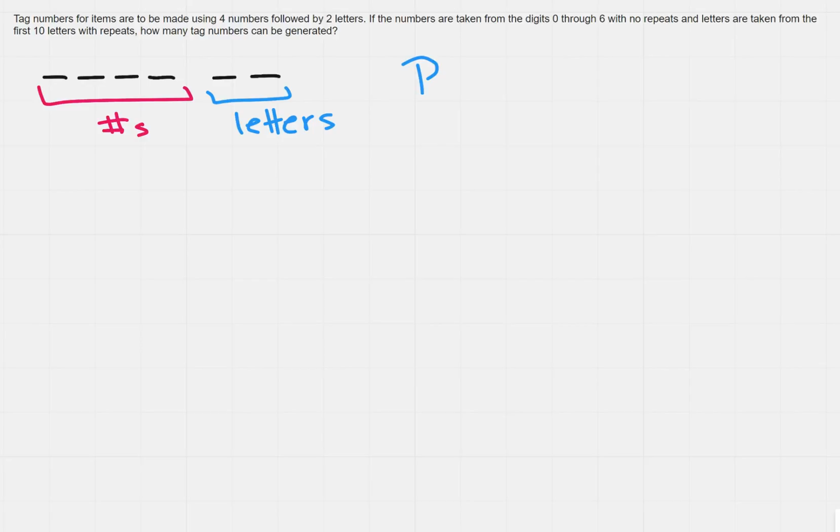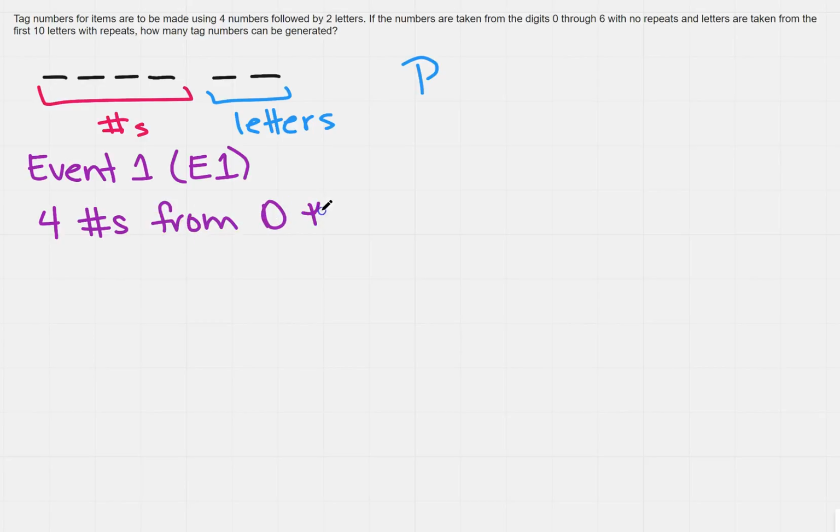Well, I need to think about these as events. So I'm going to have event 1, and I'll go ahead and write it all the way out. You can also sometimes see this as E1. So what is the first event? Well, the first thing as I was reading the second sentence it talks about is numbers. So I need 4 numbers. And what do we know about these numbers? Well, they're going to be from 0 through 6.